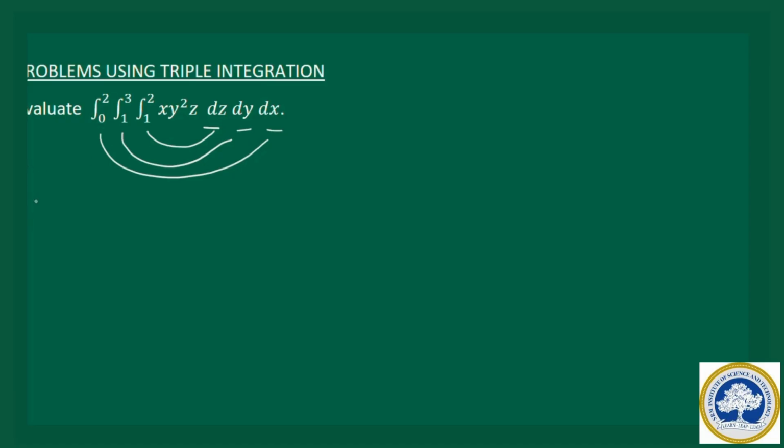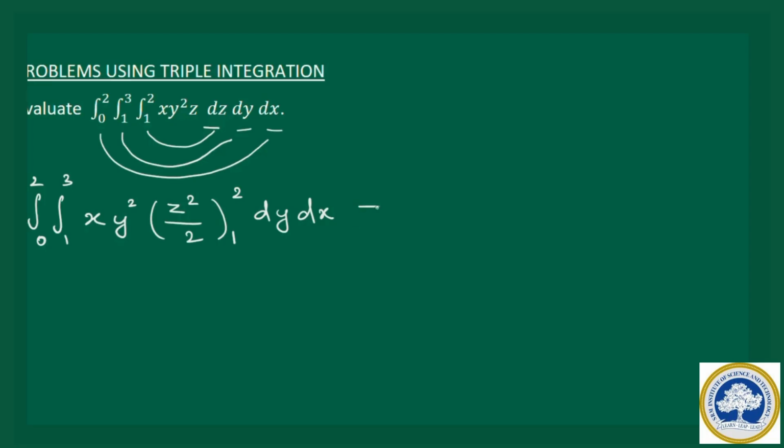Okay, so now we can start by doing integration with the innermost one, that is integral 1 to 2. We have to do it with respect to z, so y and x are treated as constant. Here we have the function in terms of all three variables. So we can write x y square as it is, and we integrate z. The integration of z is z square by 2, with limits 1 to 2. And the remaining derivatives left out are dy and dx.